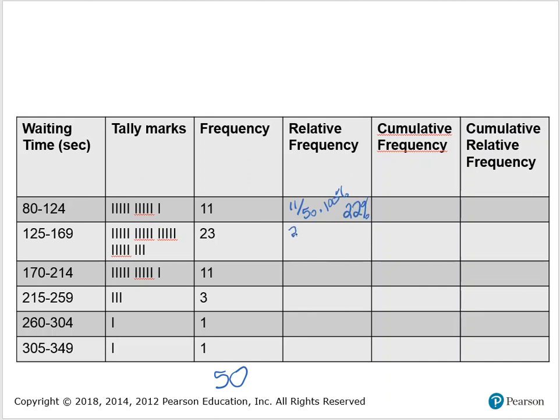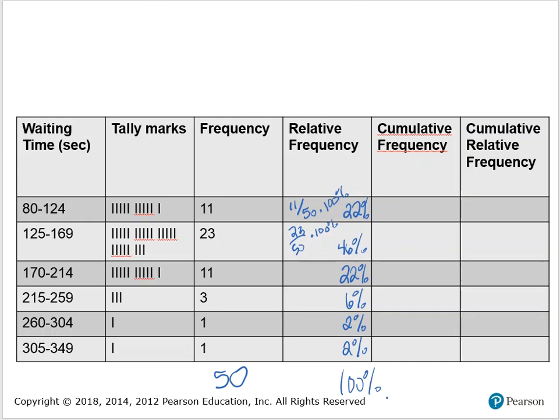Then I'm going to do 23 divided by 50 times 100%. I do that math, I get 46%. And I just continue on. It's 22%, 6%, 2%, and 2%. Now when you're done making your percentages, just like over here in the frequency, when we were done, we needed to add them up to make sure there were 50 numbers. When you're making your relative frequency, you want to take the time to add up your percentages, make sure they add up to 100%.